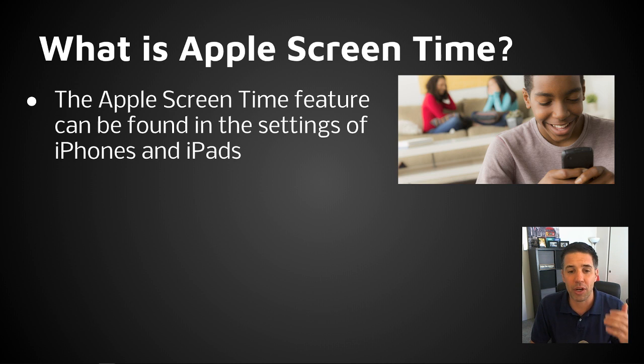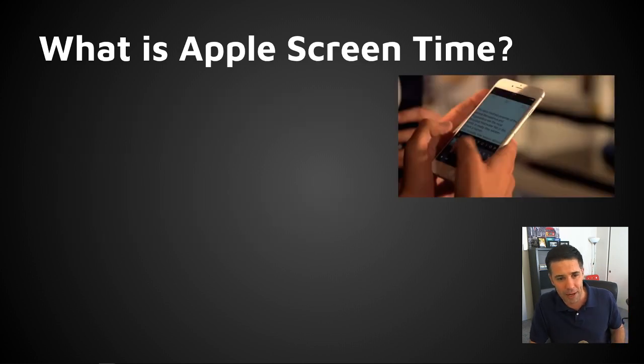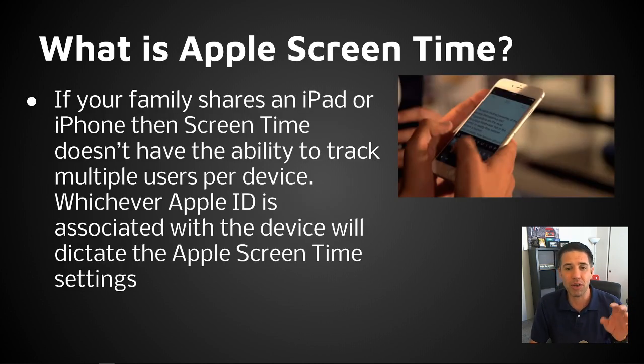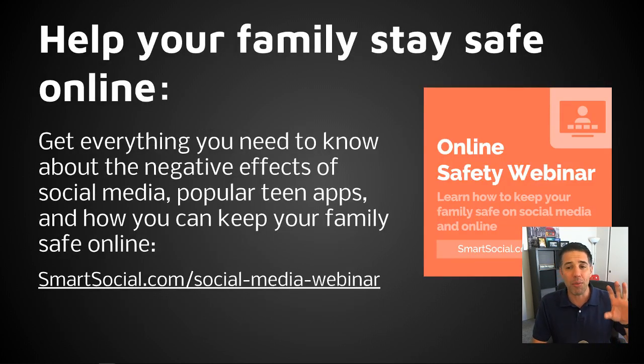The Apple Screen Time feature can be found in the settings of iPhones and iPads. At the end of the week, users receive a report of their device usage from the past week. You can also get a daily or minute-by-minute update if you just check it. If your family shares an iPad or an iPhone, then Screen Time doesn't have the ability to track multiple users per device. Whichever Apple ID is associated with the device will dictate the Apple Screen Time settings. Important to note, parents can access Screen Time remotely on their own devices if they choose to install this on their student's device.